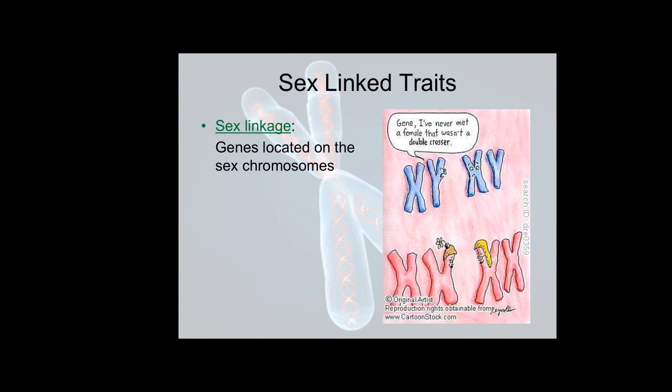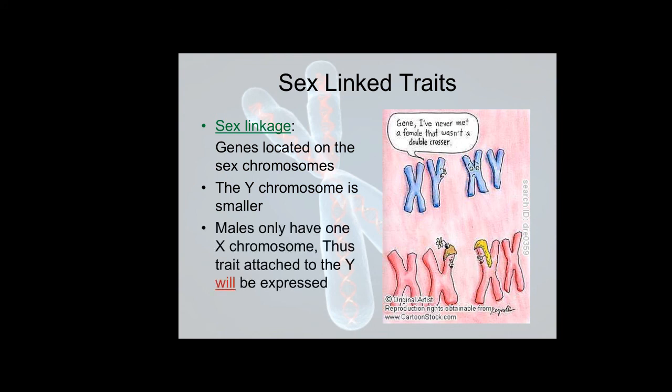Remember from meiosis that the man can pass either the X chromosome or the Y chromosome to his offspring. If he passes the Y, he will have a son. And whatever alleles are on that Y chromosome will be expressed. If he passes the X chromosome, he will have a daughter, and his X-linked traits may or may not be expressed. The notation for sex-linked traits is like this, as you see on the screen.